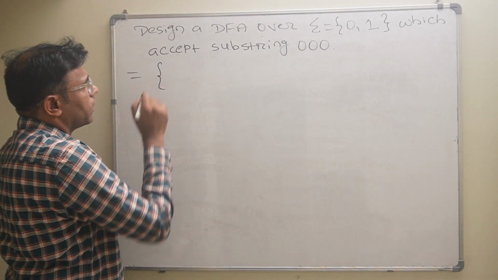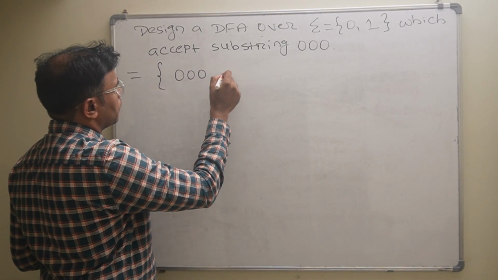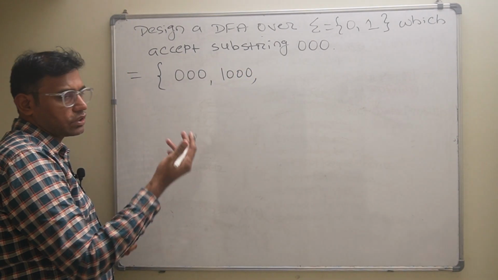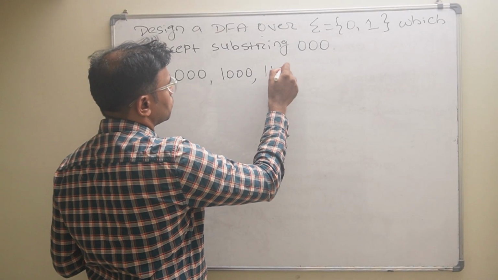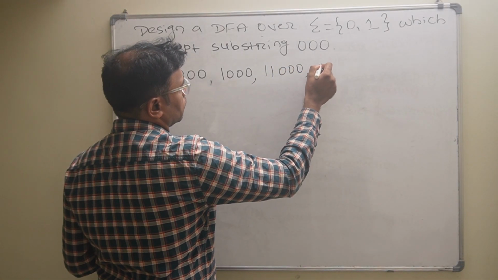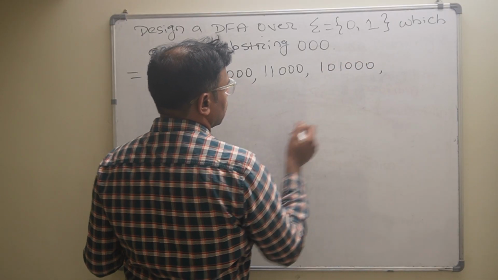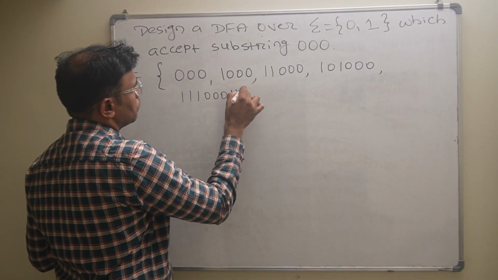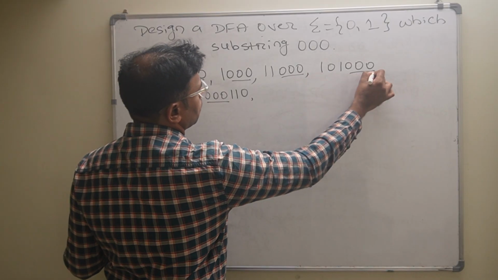So I will write the possible strings. The first string will be 000. Next string can be 1000. So a string can start with 0, end with 0, there is no restriction. Then we can write 11000, then 101000, then 111000. In every string there is the substring 000.